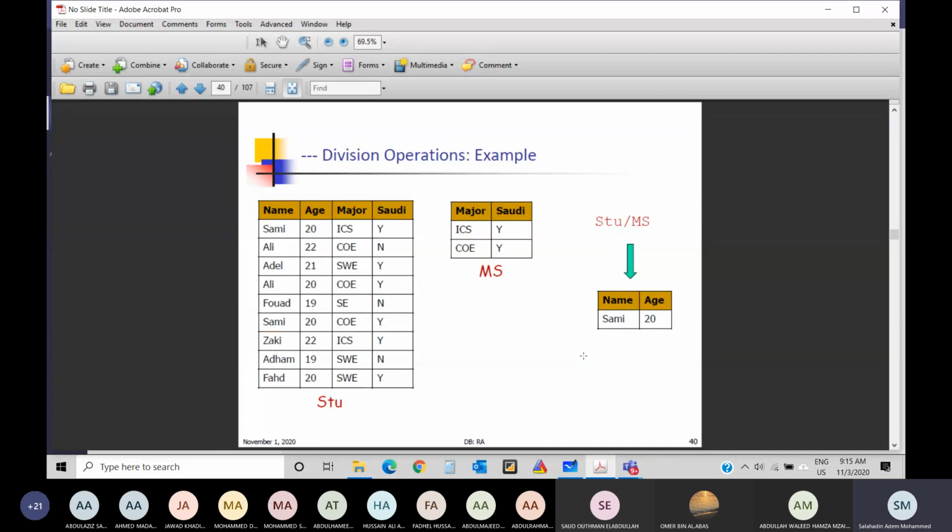I'm sure some of you didn't get it. How do we get this one? Let me do this together. خلينا نعملها بعض. What you should do is, first of all, who's ICS Y? ICS Y is Sami 20. Who else? I'm just looking for ICS 20 now. Who else? Zaki 22. So this is Zaki. So we are done with the first one. Let's do the second one now. So do it row by row and then intersect them. So we are going to intersect this with whom?